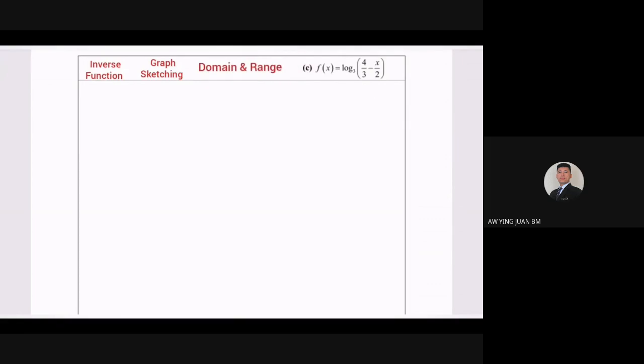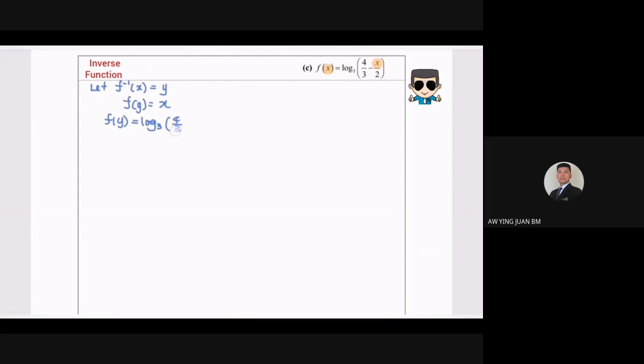So now let's focus on the inverse function. Let f inverse x is equal to y. f(y) will be equal to x. So now I'm going to substitute x with y. So f(y) will be equal to log base 3 bracket 4/3 minus y/2. Then, as we all know, f(y) actually is equal to x. So now I'm going to replace it, where we have x is equal to log base 3 bracket 4/3 minus y/2.